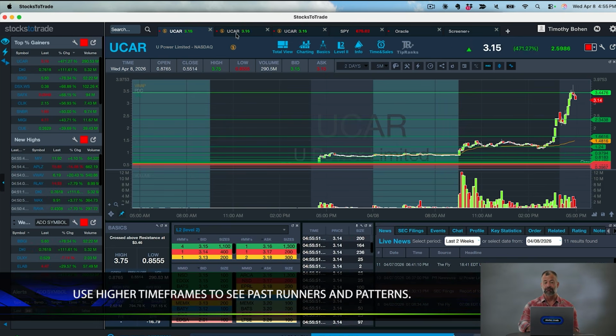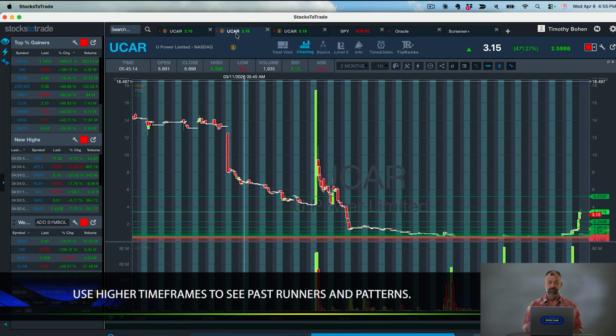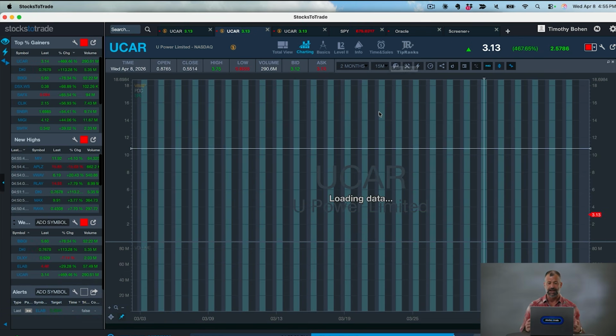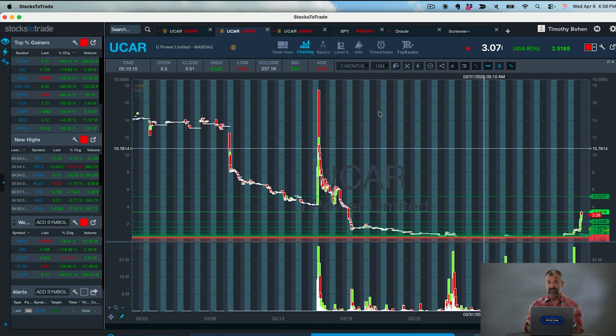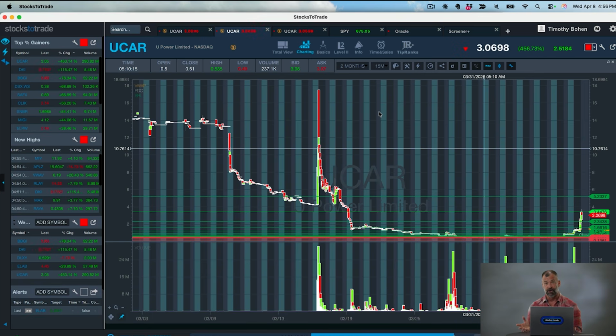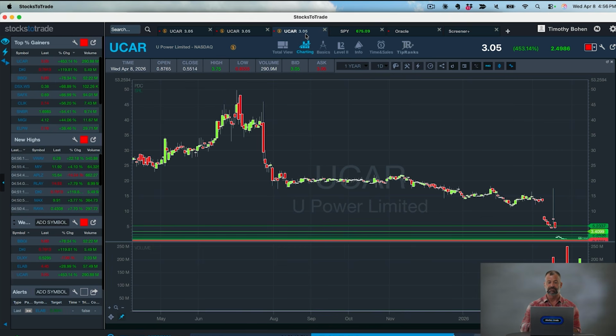So the next time frame that we use, the next level zoomed out, is the 2-month, 15-minute chart. So now I can see a 2-month snapshot of time, what this stock has done in the past. Notice this stock ran literally a couple weeks ago. I mean, look at that massive move. So that's why we track these former runners, as we call them. Stocks that have ran in the past tend to run in the future. Look at UCAR today.